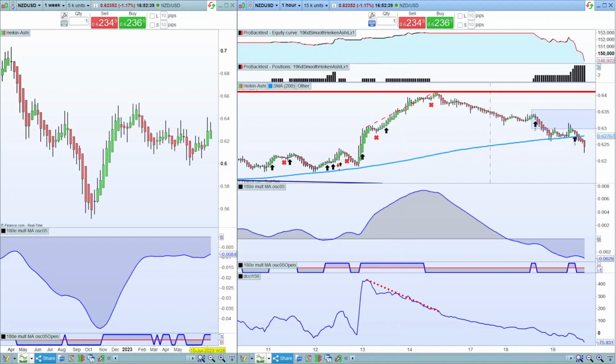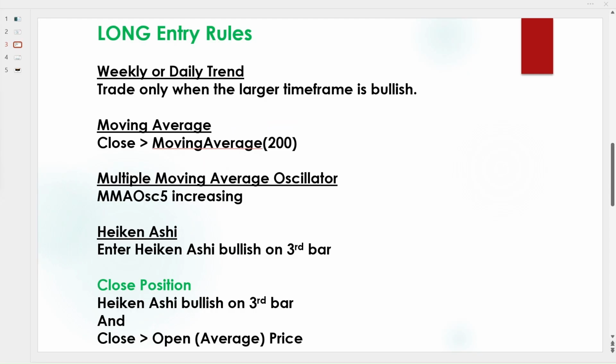So let me go through those rules one more time. I'll give you a few seconds to maybe screenshot that. So basically, trade only in the direction of the weekly or daily, and here we're using the hourly time frame to trade, but we're going to be trading in the trend of the weekly.